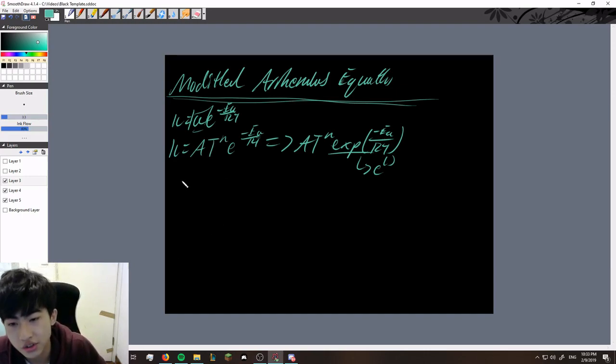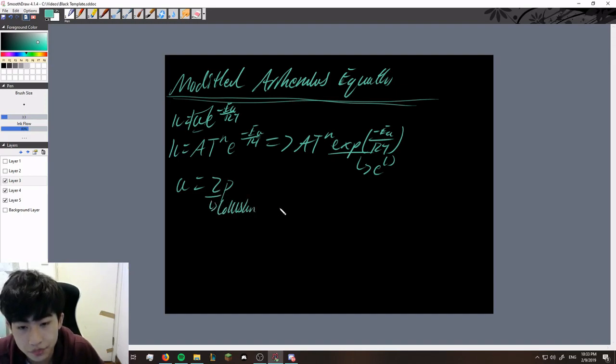Our exponential factor A is given as Z multiplied by this P shape, which is the Greek letter rho. What these actually mean is Z is denoted as the collision factor, whereas rho is denoted as the steric factor.